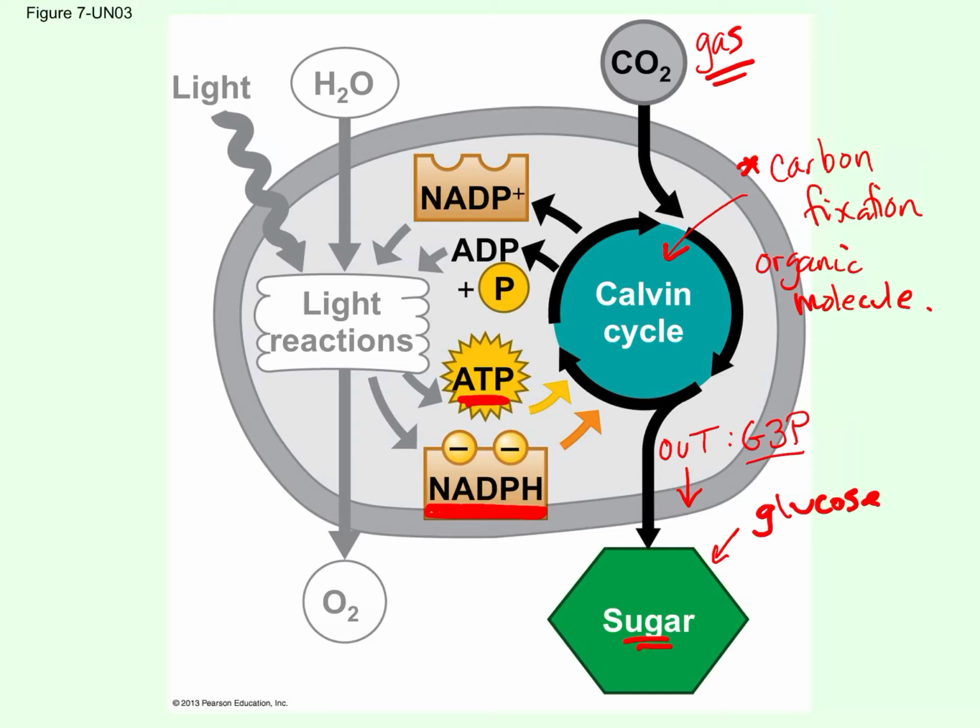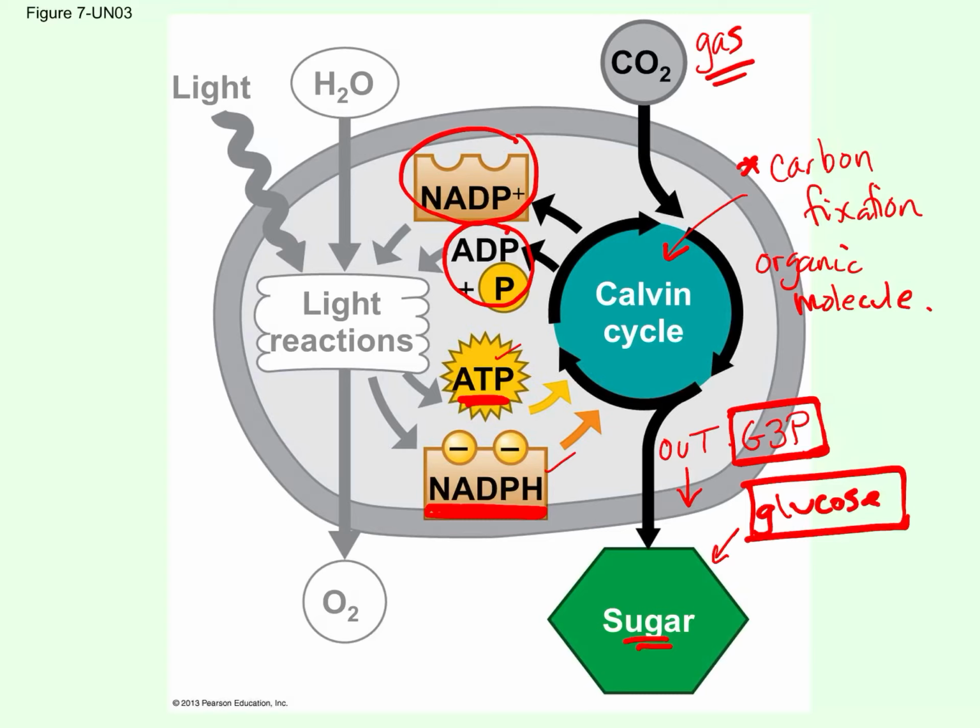So for simplicity's sake, and for having a nice, tidy overall equation, we say glucose. Okay, so glucose is the product, but we know that the actual initial output is G3P. But it is an organic molecule, and eventually it does make glucose. All right, so we're using up our energy and our electrons to make this happen, and then the Calvin cycle will spit out ADP to get recharged in the light reaction, and it also spits out our empty electron carrier, our NADP.